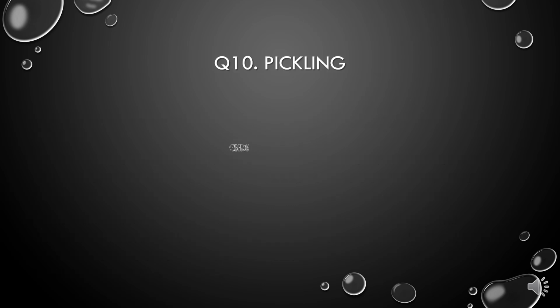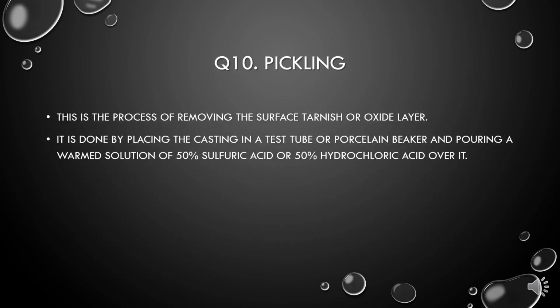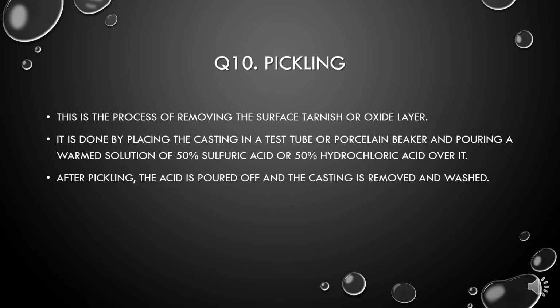Question number 10 is pickling. This is the process of removing the surface tarnish or oxide layer. It is done by placing the casting in a test tube or porcelain beaker and pouring a warm solution of 50% sulfuric acid or 50% hydrochloric acid over it. After pickling, the acid is poured off and the casting is removed and washed.